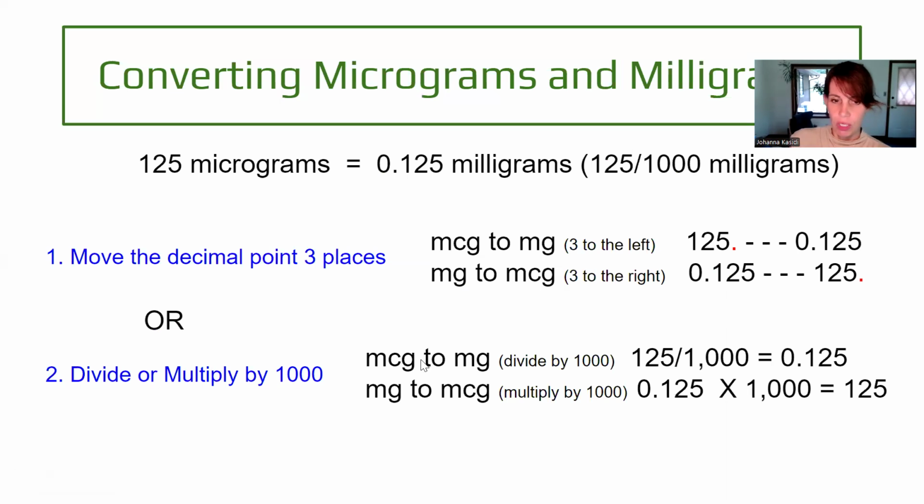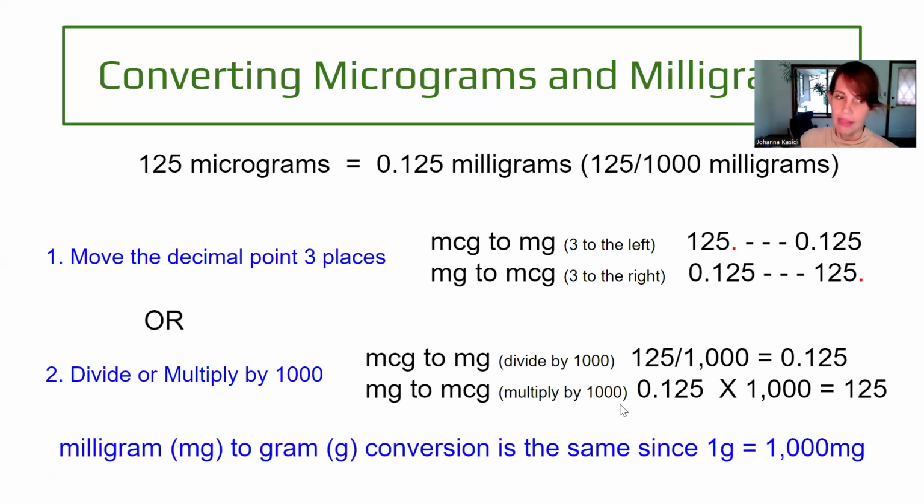The other way you can do it is just divide or multiply by 1,000. So to convert micrograms to milligrams, you divide by 1,000, and to convert milligrams to micrograms, you multiply by 1,000. And the same is true of the milligram to gram conversion.